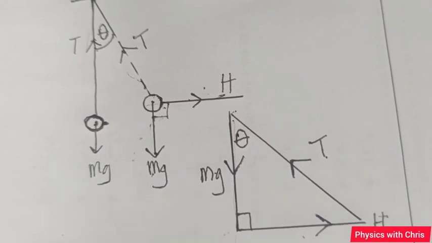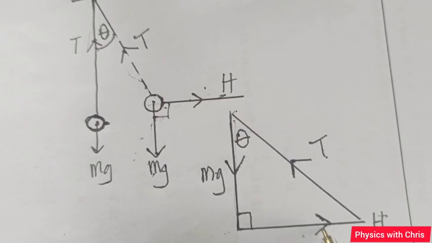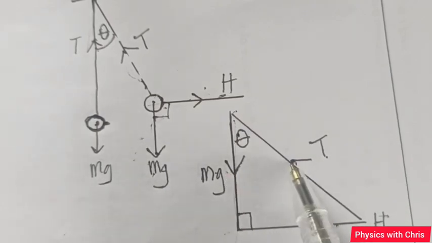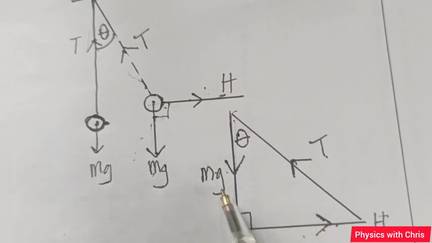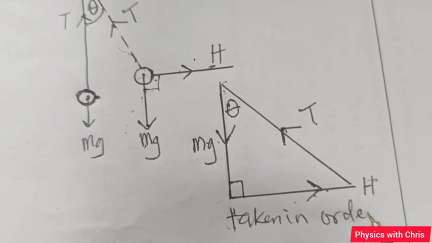What do I mean by that? The forces must follow each other. Look at it: force T follows force H, mg follows force T, and H follows what? mg. You can see that now. So they follow up. When the forces follow each other like that, it means the forces are represented in the order in which they act.